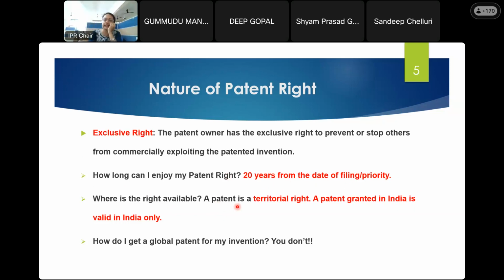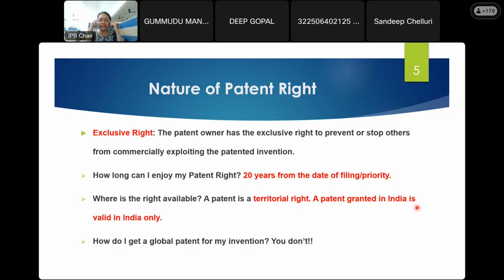Okay, where the right is available, patent is a territorial right. I think it was discussed in the last class also. When you get the patent grant in India, your right is in India only. So if you have one patent and I am using that, you can stop me from using that, since I am in India and you have the patent grant in India. But if I am in the US, you cannot stop me. In that case, you need to file the patent application in the US and get a grant in the US. Then only you can claim your right and enforce it in that country. Otherwise, anybody can use your invention in that country. You don't have the right to stop that person because patent is a territorial right. A patent granted in India is valid in India only.